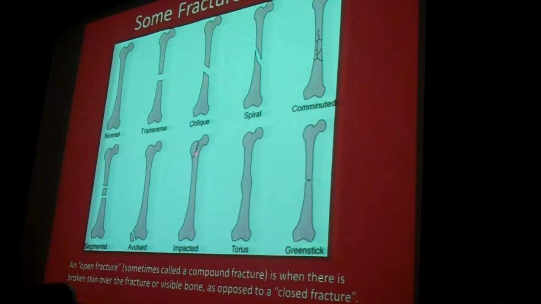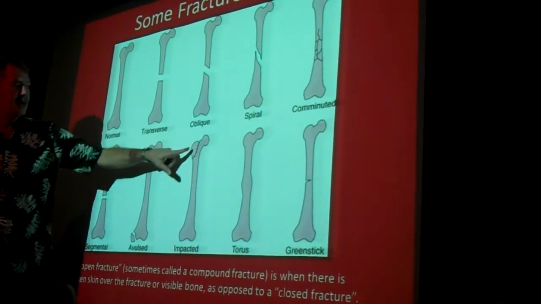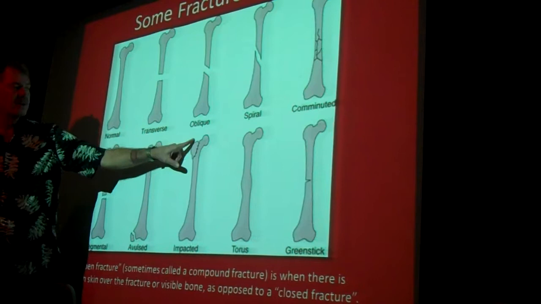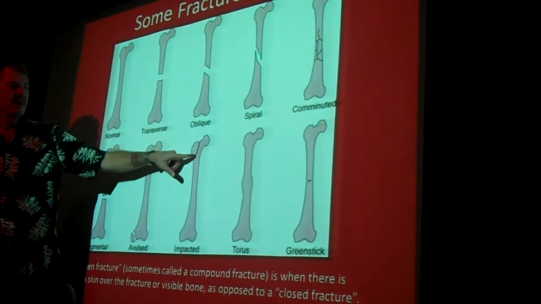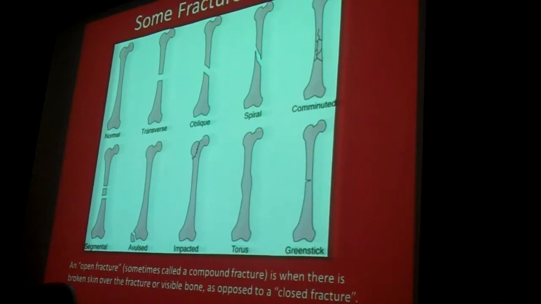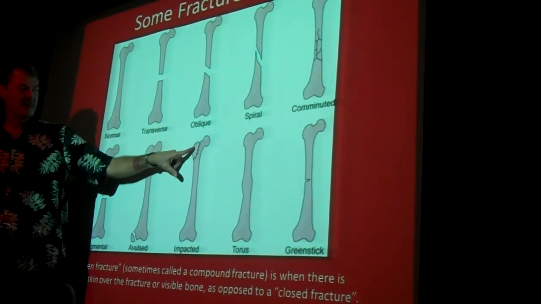Impacted is what it sounds like. This is usually older folks that fall on their hip, and you just crush it. So you can have a jagged line of impaction fracture, or sometimes these things are in multiple pieces and it looks almost like a comminuted fracture. I was going to ask what the difference was. This is just sort of crushing it, but in this particular one, you haven't broken it all into pieces.